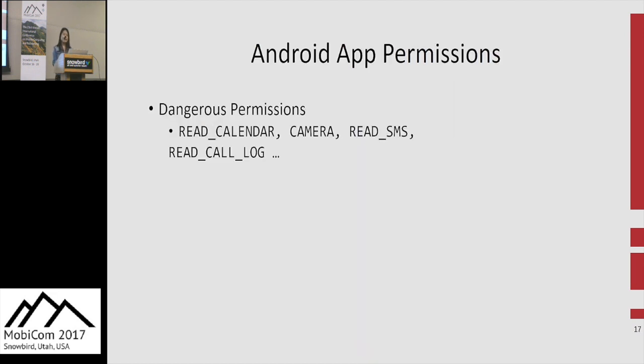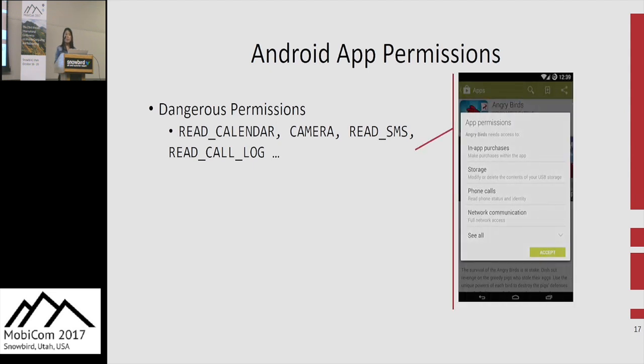Then let's look at the Android system. In Android systems, operation permissions are classified into two categories. The first category is the dangerous permissions. It requires the user's explicit grant during installation. For example, if an application wants to access the user's calendar or camera, there will be a pop-up to inform the users about the potential risk during installation.